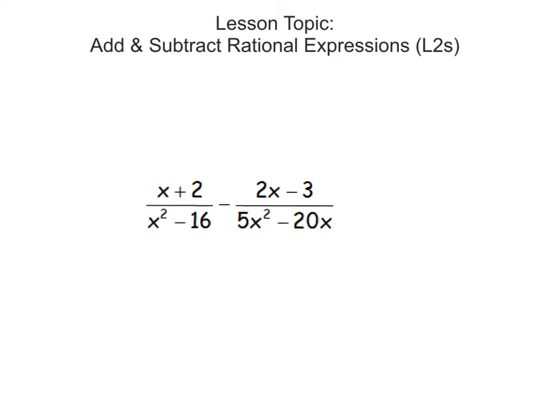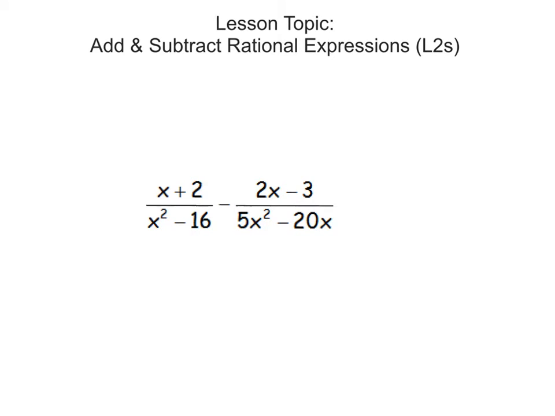The lesson topic for this video is add and subtract rational expressions, and these are the level 2 types of examples that you're going to see for this standard. Now there's not a very big difference between the level 1s and the level 2s, but what you'll see is that the numerators have binomials, and that is going to be our main difference in level 2s. They're going to be a little more challenging, and we'll have to use some additional math tools, and you'll see that as we go along with this example.